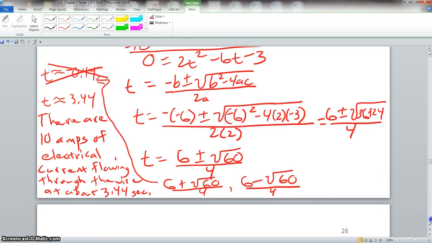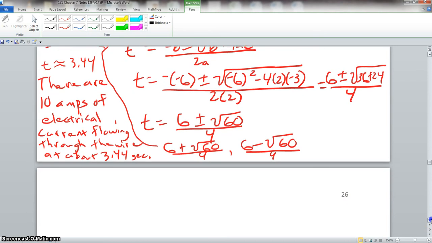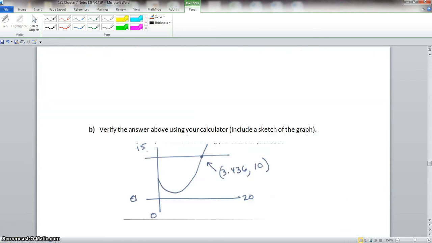Okay, now we go to the last problem here. So we go here to B. It says verify the answer above using your calculator. Include a sketch of the graph. Now, when we include this sketch of the graph here, we know we will go from 0 to 15 and from 0 to 20 here.